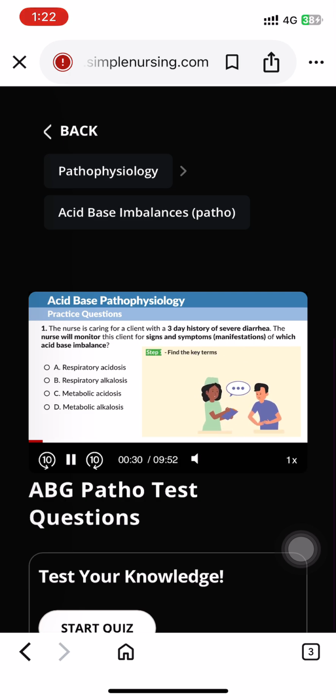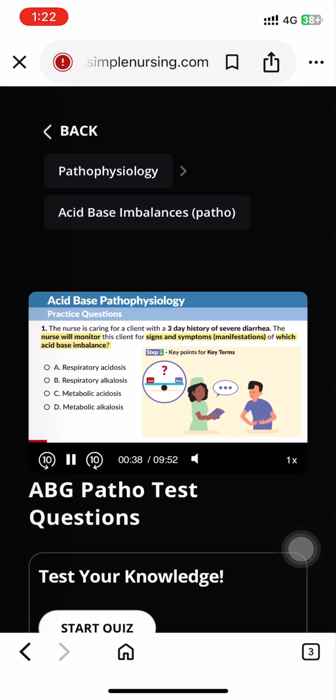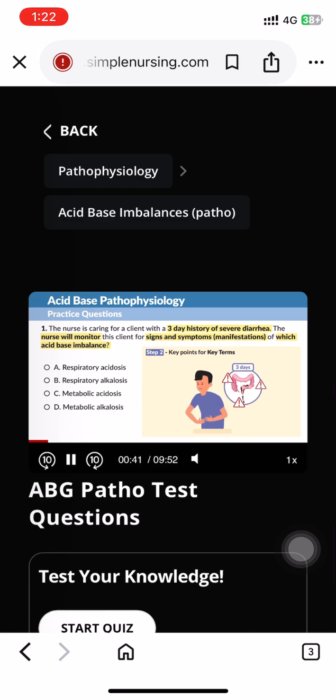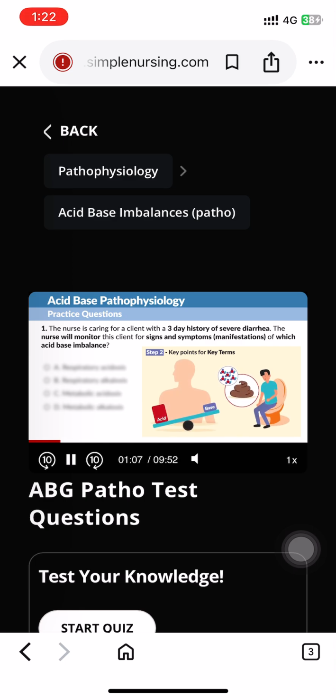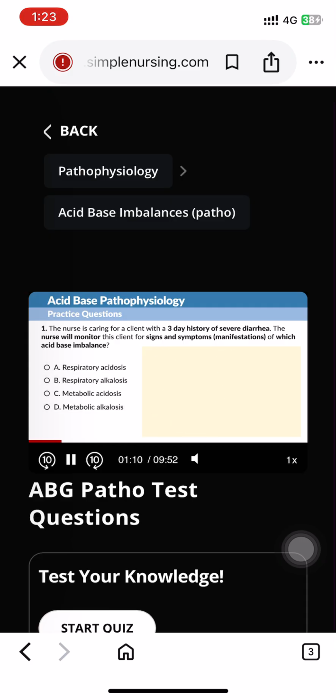Okay, this question is asking the nurse will monitor for which signs and symptoms or manifestations of which acid-base imbalance. For the key problem here, a 3-day history of severe explosive diarrhea. Okay, maybe not explosive, but you get the point. So before looking at the options, always think, if it comes out the acidosis, like diarrhea, then it's metabolic acidosis. Since all the base or bicarb, HCO3, in the intestines goes from the body and into the potty, leaving the body in acidosis. Now let's take a look at our options.